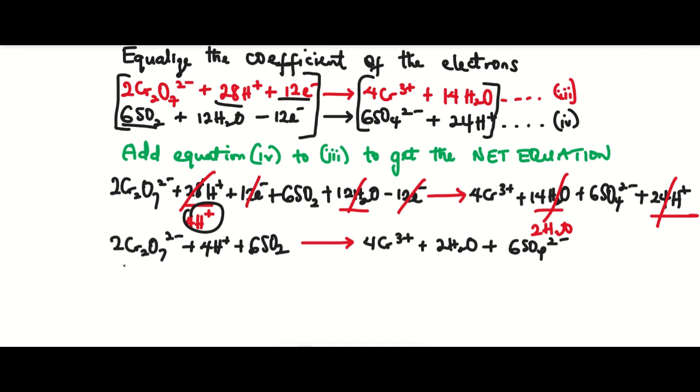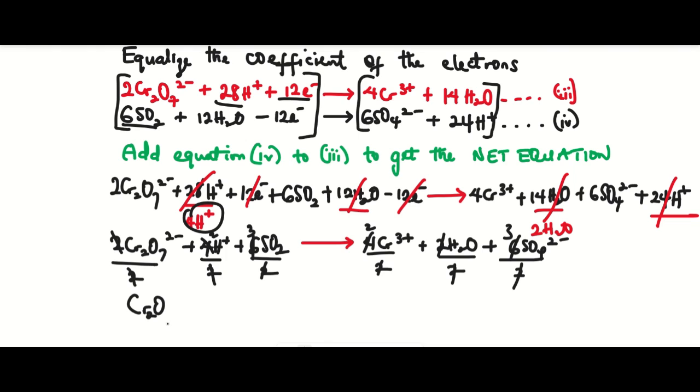Now the last thing to do is to check for a common factor that could divide the coefficient of the species at the reactant side and at the product side without a remainder. So 2 divides this, 2 divides this, 2 divides this, 2 divides this, and the last. So we have 3 remaining here. This is out. This gives you 2. This gives you 3. This gives you 2. And this is out of it. In the end, I'll be left with Cr2O7 2 minus plus 2H plus 3 moles of SO2 to give 2 moles of Cr3 plus H2O plus 3 moles of SO4 2 minus.